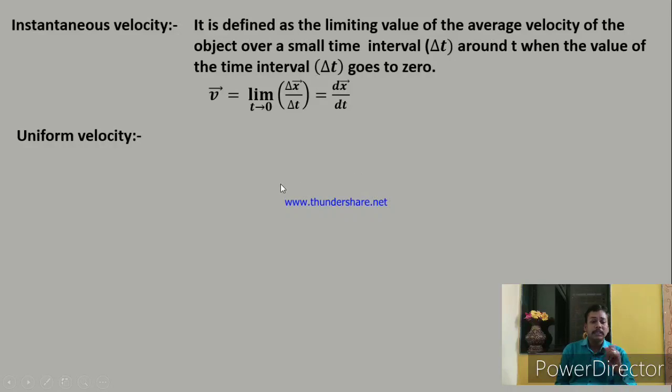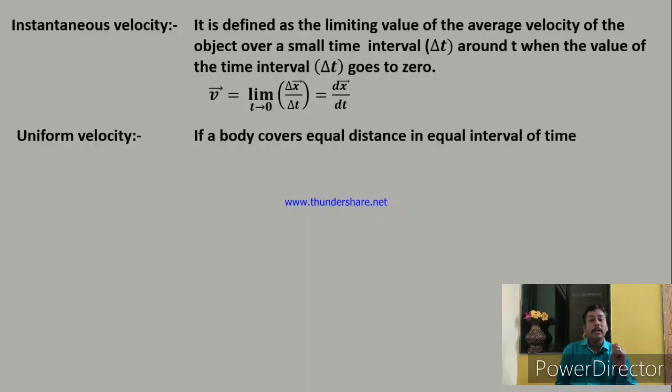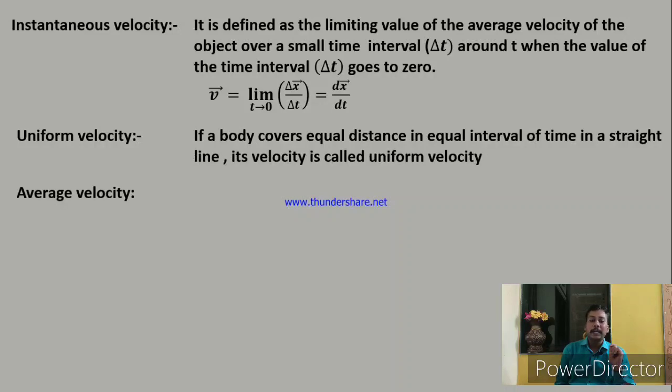Uniform velocity is another concept. If a body covers equal distance in equal intervals of time in a straight line, then its velocity is called uniform velocity. Means in uniform velocity, a body covers equal distance in equal intervals of time.